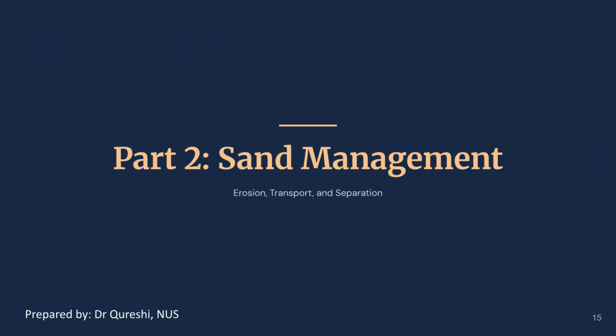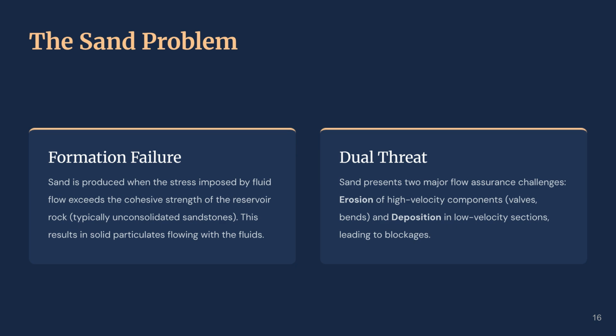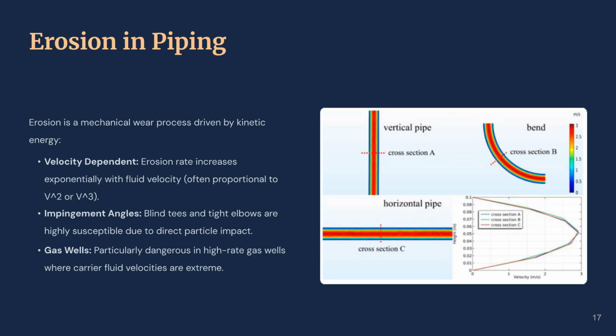Finally, we reach Part 2, Sand Management. In this section, we will discuss the challenges associated with erosion, sand transport, and the importance of effective separation techniques. Moving to the sand problem. Sand is produced when fluid flow stress exceeds the cohesive strength of the reservoir rock. This results in two major threats: erosion of high-velocity components like valves, and deposition in low-velocity sections, which can cause blockages.